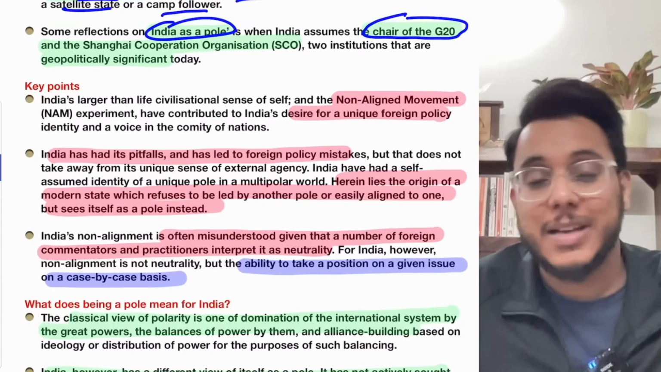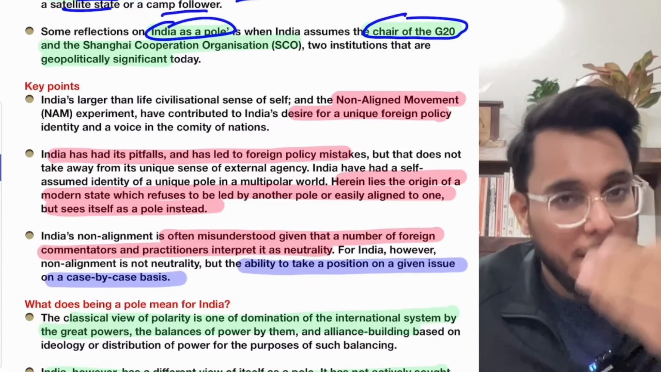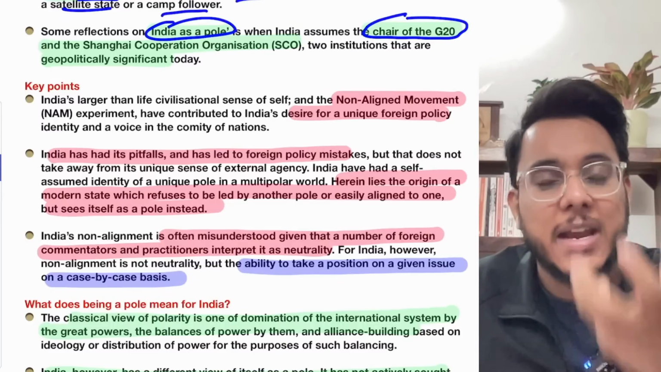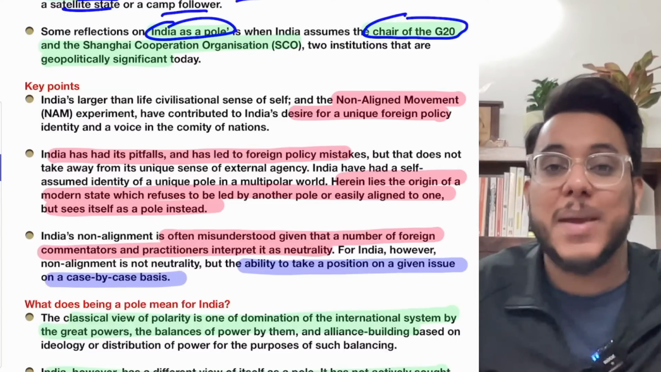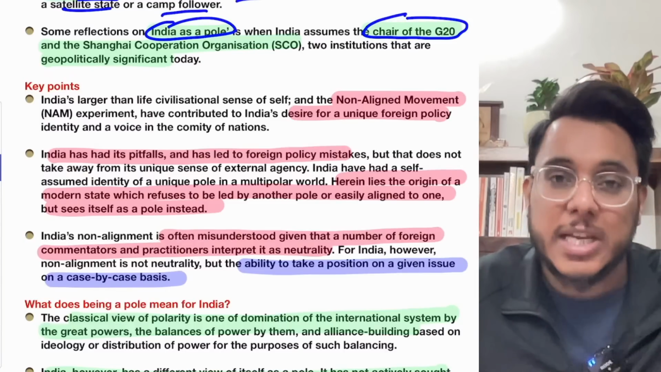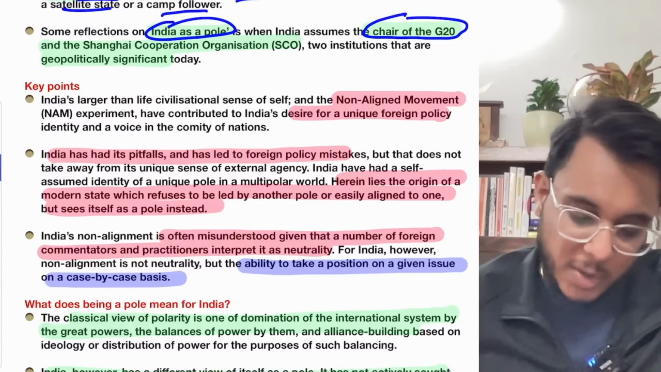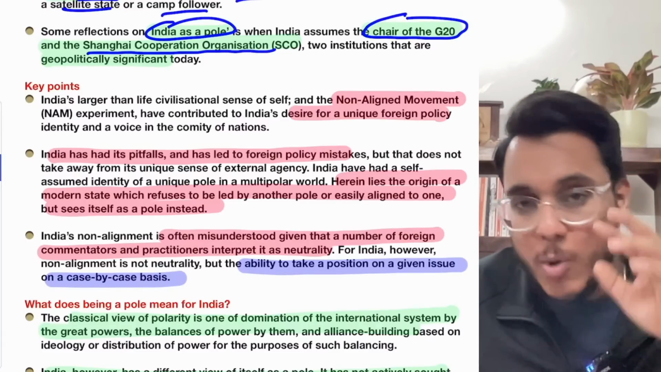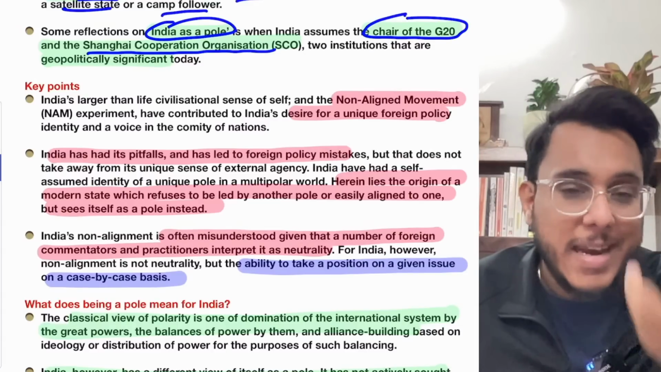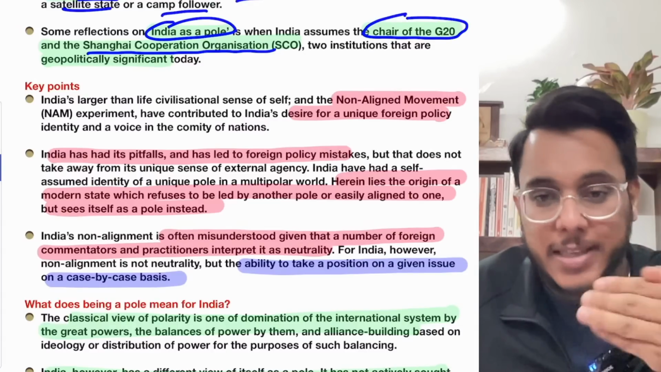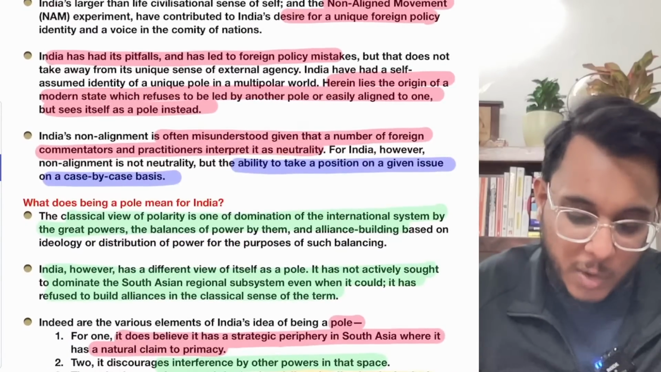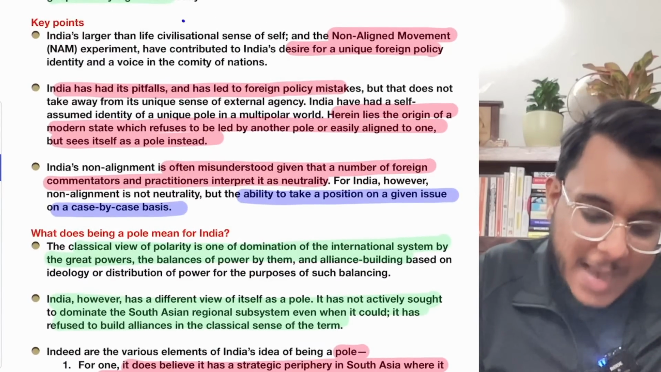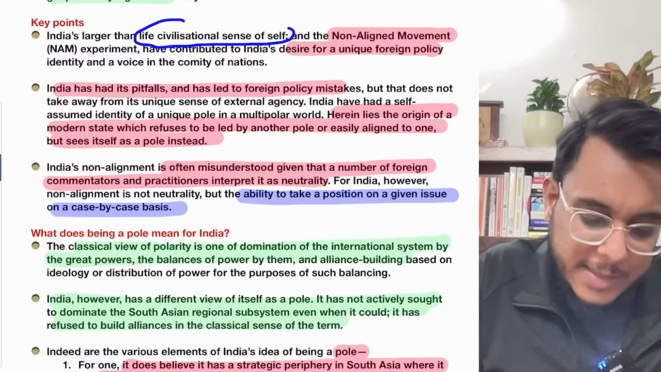Now, when we talk about the G20, in terms of population, in terms of GDP, in terms of trade, the G20 is the biggest bloc. So India being the chair of the G20 shows India's importance. Then India is also assuming the chair of the SCO. Now SCO and the G20 are two very big blocs of the world, and India chairing them shows India's important role. Now, understand guys, the article is talking about how India has a larger than life civilizational sense of the self.